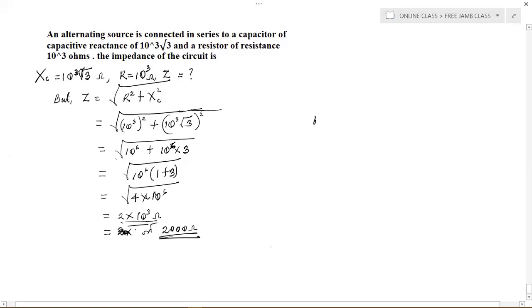Ohms there. So this impedance is Z, that is unknown, which is the square root of R squared plus XC squared. So we have 10 raised to power 3 squared plus 10 raised to power 3 root 3 squared. That's 10 raised to power 6 plus 10 to the power 6 times 3. We manipulate to get 4 times 10 to the power 6. Then we get 2 times 10 to the power 3 ohms, or 2000 ohms.